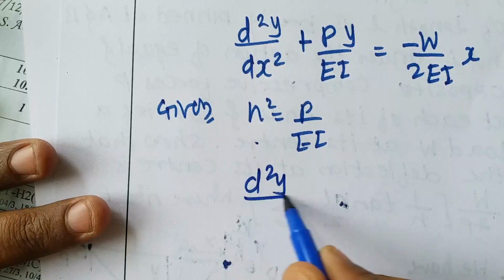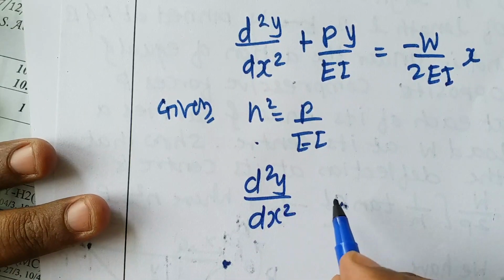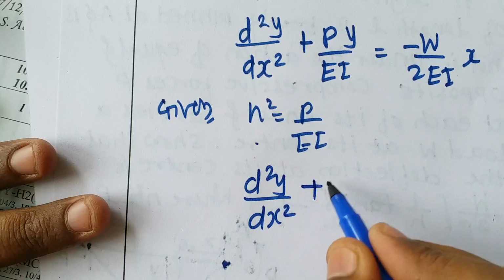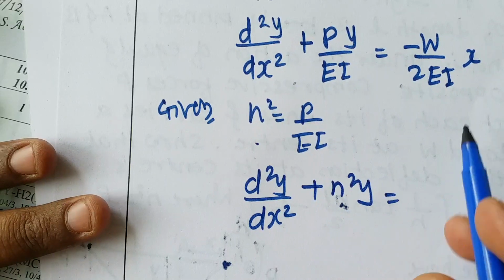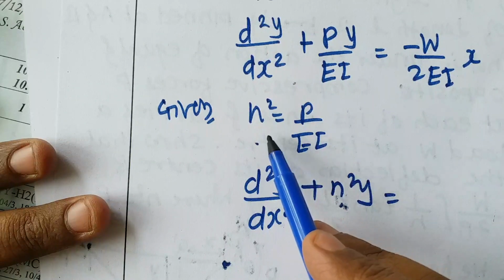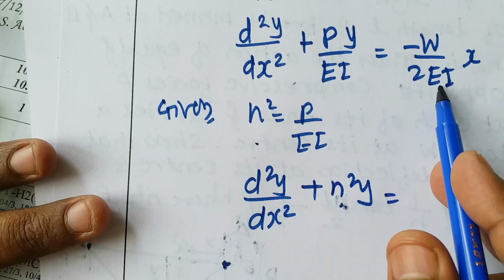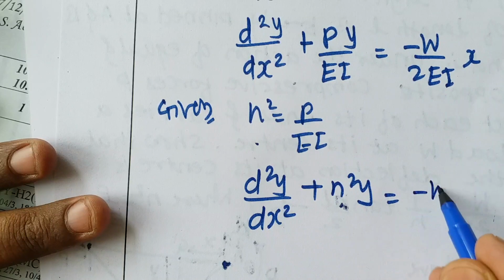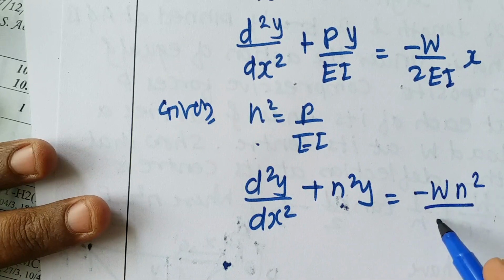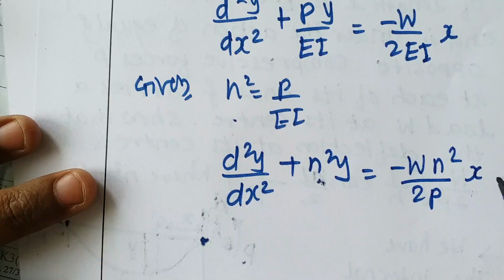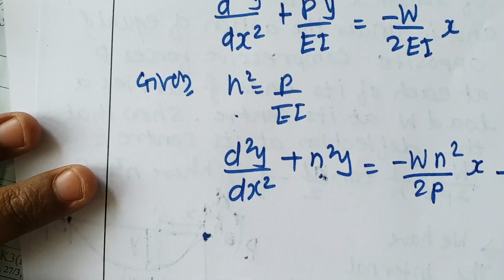So we get d2y by dx square, P by EI is n square, so plus n square y. Here 1 by EI is n square by P, so if you put n square by P here, n square will go in the numerator and P will be in the denominator, times x. So this will be our new version of the differential equation.